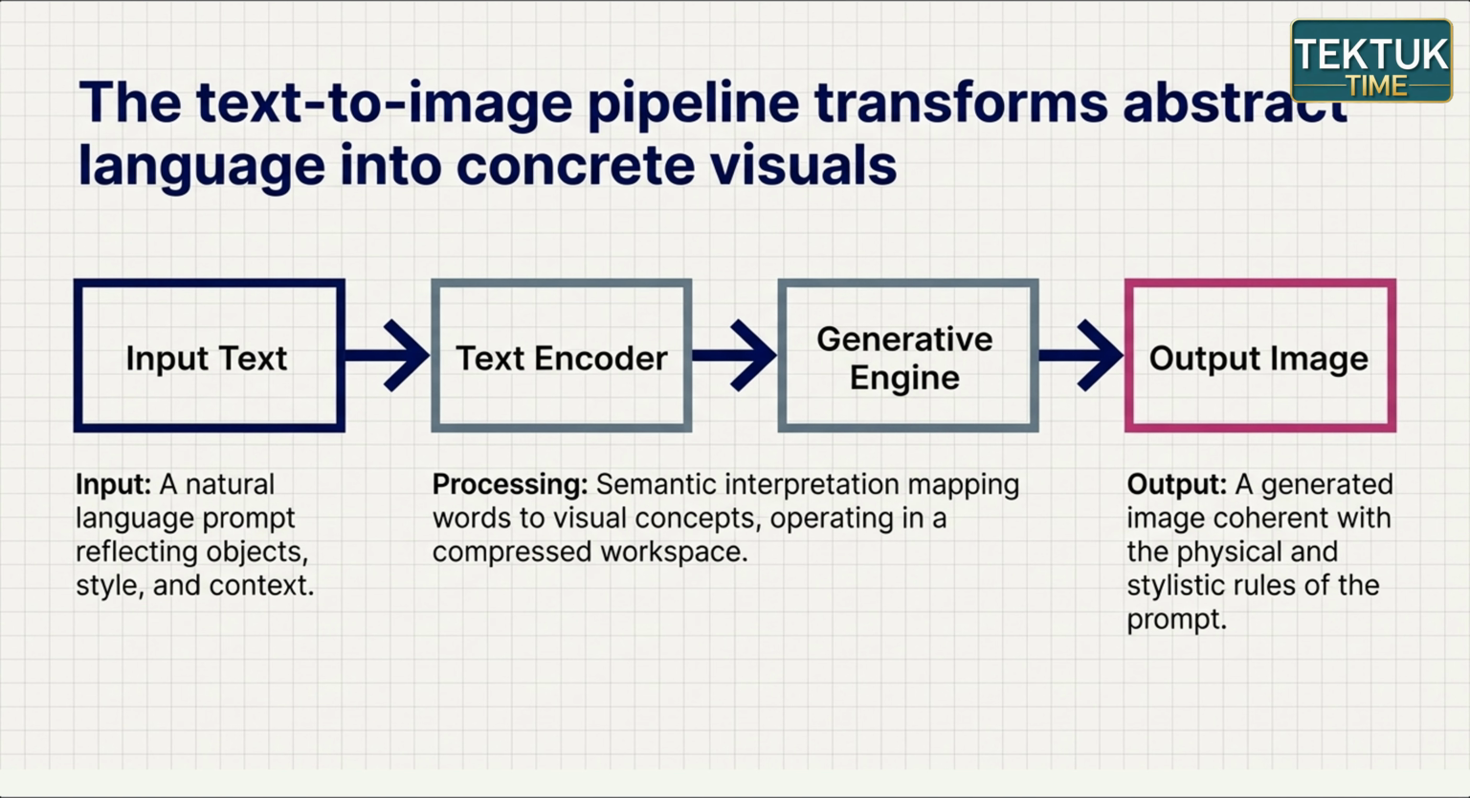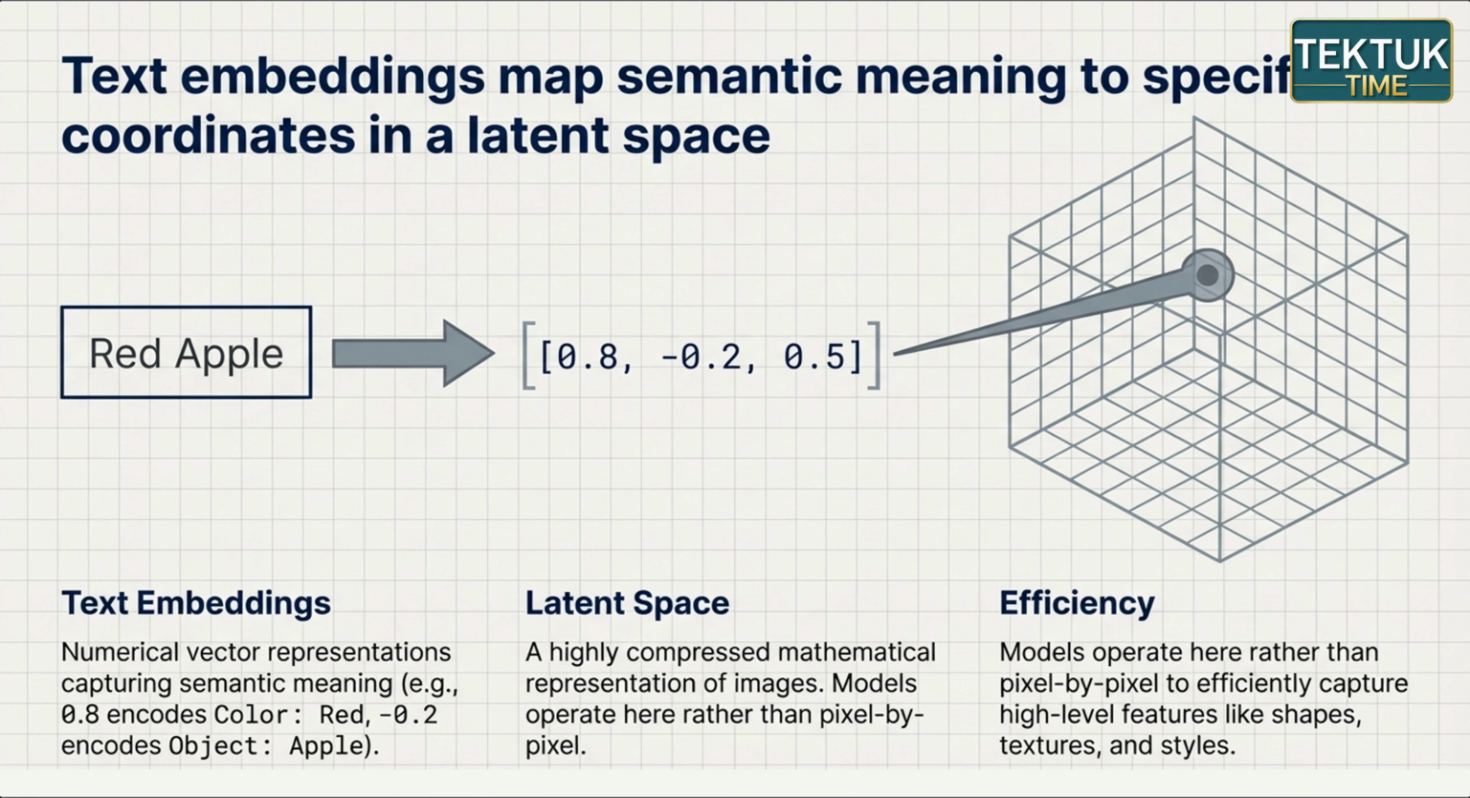Now consider the mathematics of the latent space we're operating in. The model doesn't literally understand the phrase red apple as a grid of pixels. Instead, it maps semantic meaning to specific numerical vector coordinates, say 0.8, -0.2, 0.5, within a highly compressed multidimensional grid. Operating mathematically in this latent space allows the AI to capture and manipulate high-level features like shapes, colors, and textures with incredible efficiency.